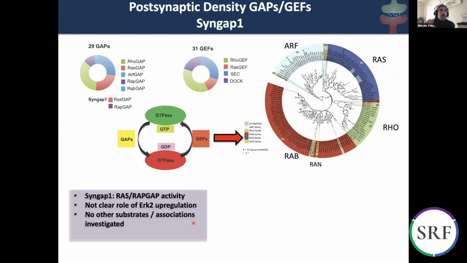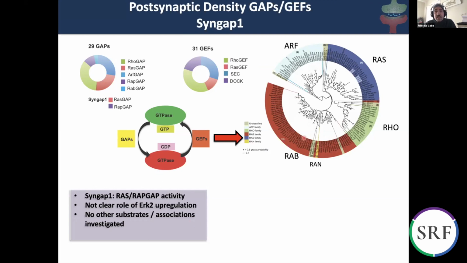You have plenty of RAS GAP activity at the synapse. There are many other RAS GAPs, and to me it is still not clear why, even in the worst case scenario where you lose 50% of SYNGAP activity, what is it doing with this increase in ERK activity? You have tons of other effectors at the PSD.